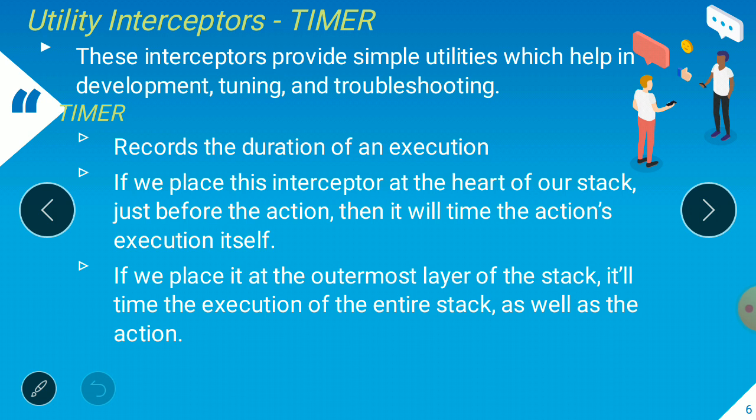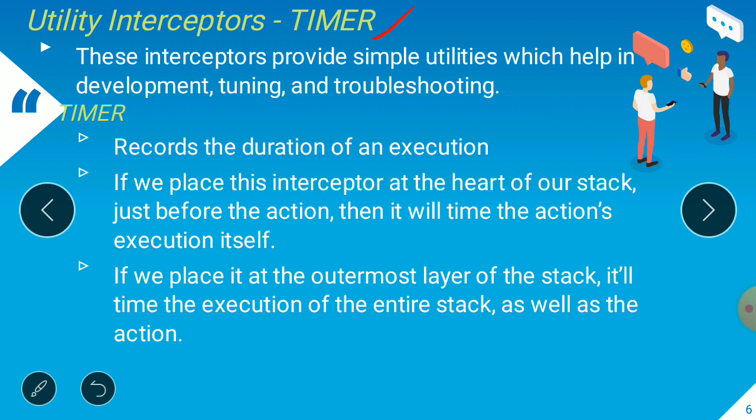One of the utility interceptors is timer. These interceptors provide very simple utilities which help in development, tuning and troubleshooting. So the main purpose of utility interceptors is that they provide some additional utilities. When software provides some additional facilities, we call them utilities. For development, and to tune the developed web application to the best, or for troubleshooting, if you are using some interceptors, then those interceptors are called utility interceptors.